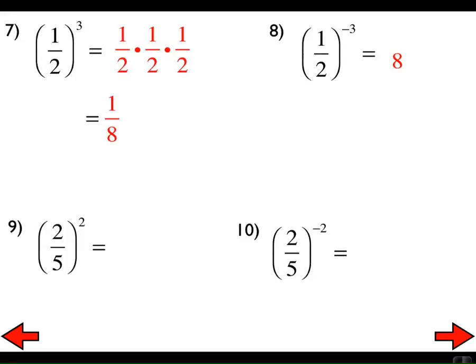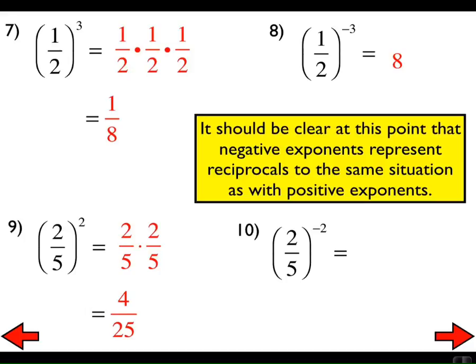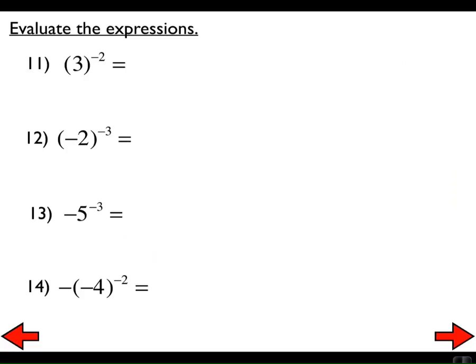So we're going to go over the answers. What did you get for number 9? 4/25 is correct. Please make sure you didn't write 4/10. That's a very common mistake, okay? What did you get for number 10? I got 25/4. Correct, 25/4. So now we know, all we do for negative exponents is take the reciprocal. Correct. Now try numbers 11 through 14 on your own.